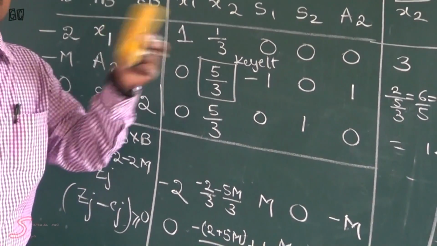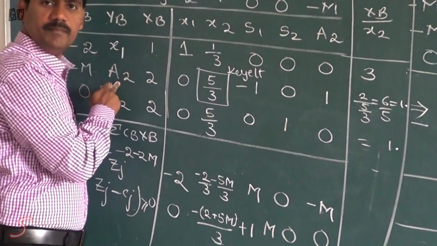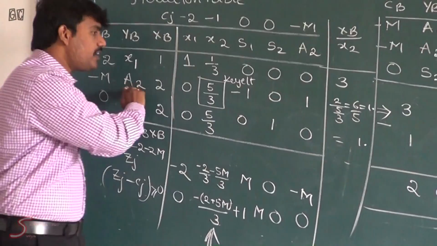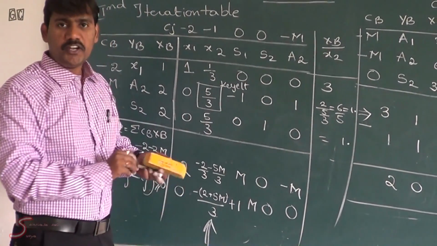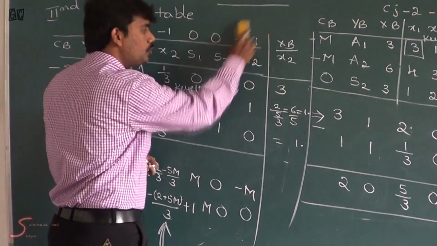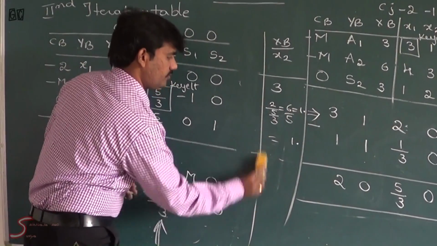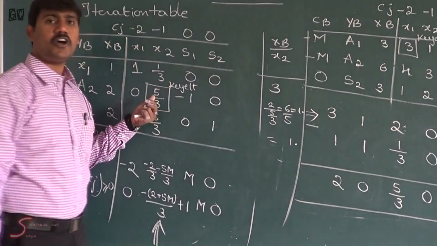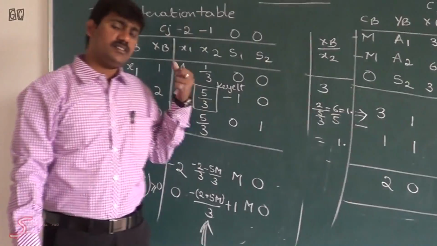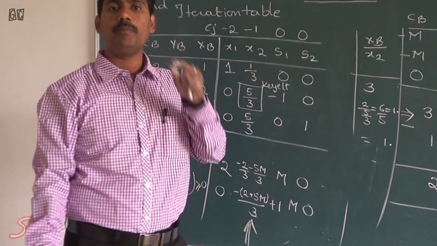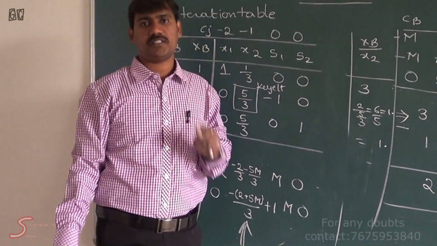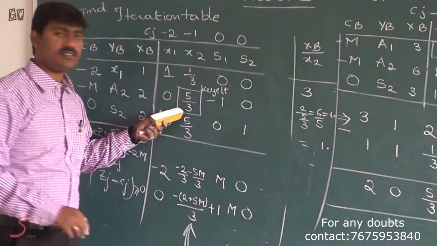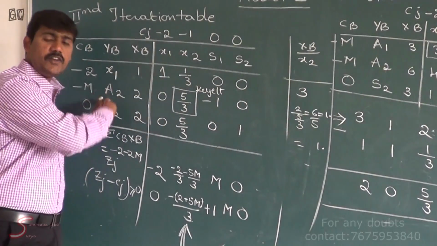In the last table, x2 is incoming. A2 is outgoing. A2 is outgoing means we are going to reduce this entire A2 column. So the problem is all about no question of m's here. Simply we can apply our simplex method. So the big M method is also one of the parts of the simplex method only. So after this, x2 is incoming vector, A2 is outgoing vector.